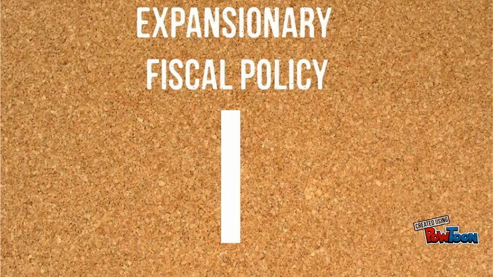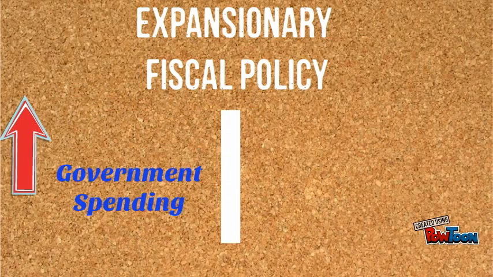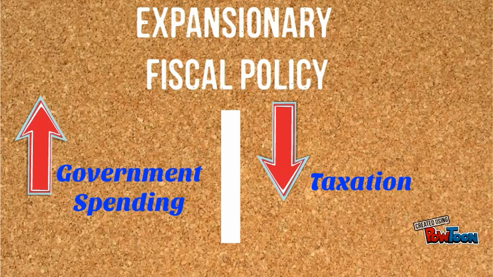There are two policies that Congress uses to fix the economy. Expansionary policy is used to increase aggregate demand. In expansionary policy, Congress can increase government spending, decrease taxation on the nation, or both.